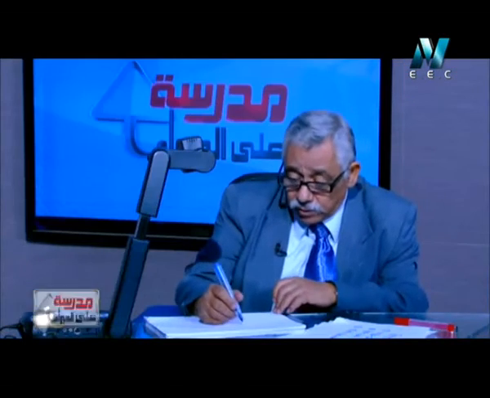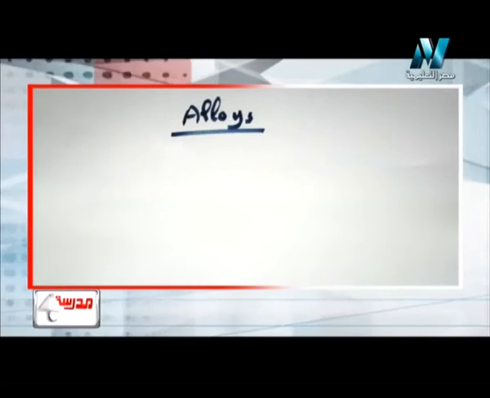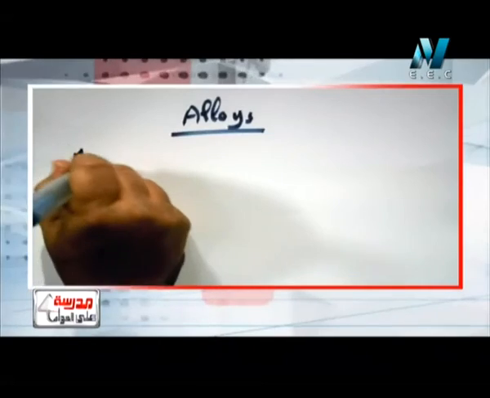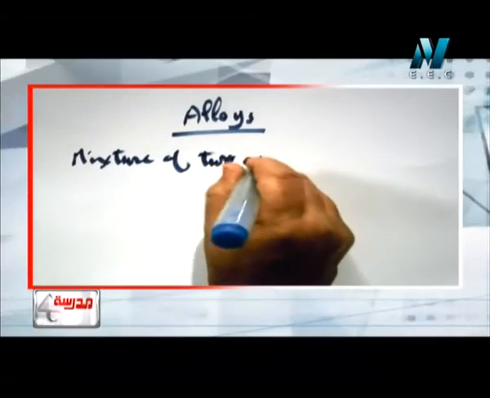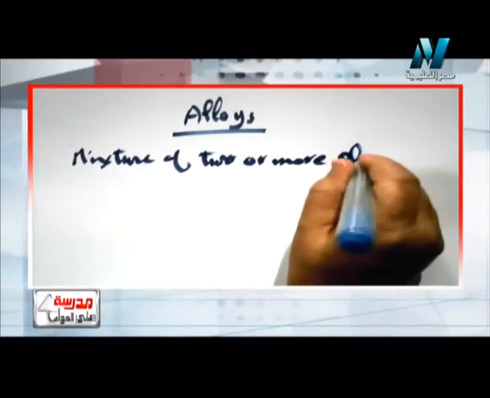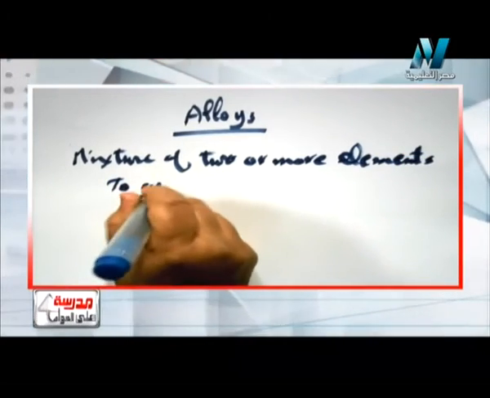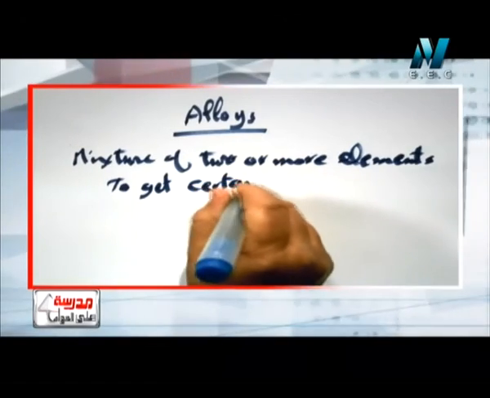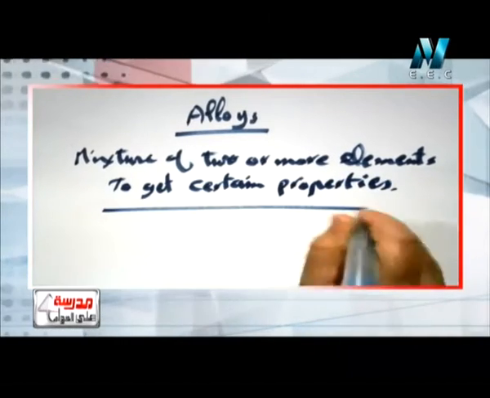What's meant by alloys? Alloys is the mixture of two or more elements by a certain ratio to get certain character. So, a mixture of two or more elements to get certain properties or certain characters, according to the usage of this one.